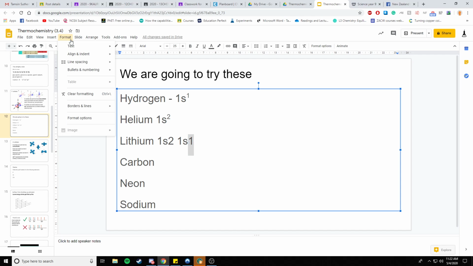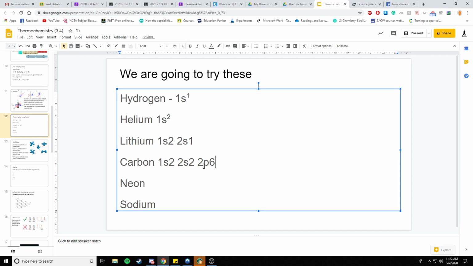And what we can do, I'm just going to leave those big ones, it takes too much time to make it small, but these are small. Carbon, as we did yesterday, 1s2, 2s2, sorry, there should be a 2 there, my bad. And then this should be 2p6. So again, all these numbers there, it's small, up at the top, but formatting on Google Classroom, I can only do it tiny.